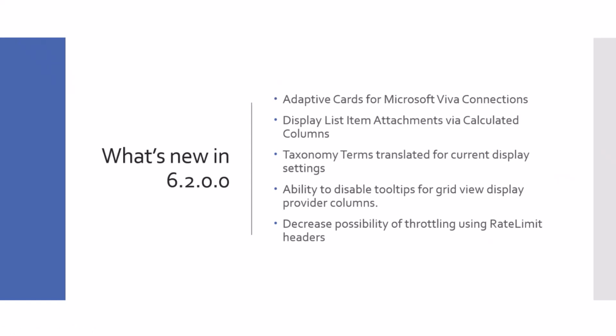So in summary, what's new in this release? First of all, we've got a couple of things that you can see. Some things are behind the scenes. So first of all, we've got the adaptive cards, which is our main new feature for Microsoft Viva Connections, and I'll introduce that as we go through the demonstration. We've also got the list item attachments, which you saw. So via the calculated columns, we can now get to list item attachments. So that's something we weren't able to do before. So now if there are attachments to list items, you can get at those too.